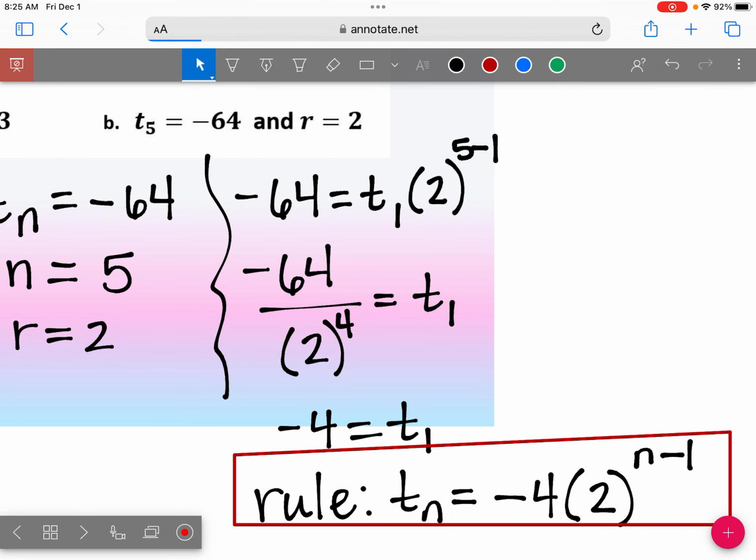Okay, so I got -4 for T1. Anyone else get -4 for T1? And then I wrote my rule. Because you're taking -64, dividing that by 2 to the 4th. 2 to the power of 5 minus 1 is 2 to the 4th. So -64 divided by 2 to the power of 4 is T1. So T1 is -4.